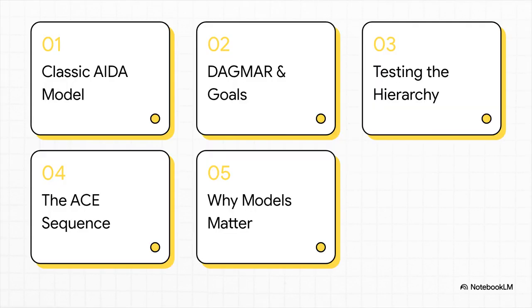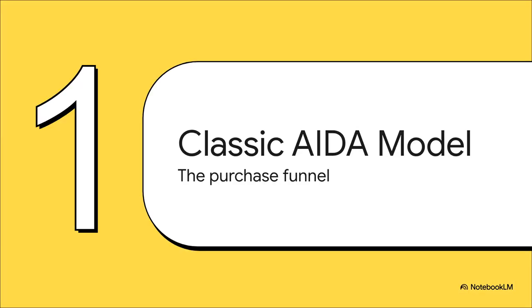Okay, let's dive right into this. We're going to take a quick look at the classic AIDA model and then move on to Dagmar and measurable goals. After that, we'll be testing the hierarchy to see if it holds up, exploring the predominant ACE sequence, and finally wrapping up with exactly why these models matter. Starting off with Section 1, the classic AIDA model, or basically understanding the century-old purchase funnel.